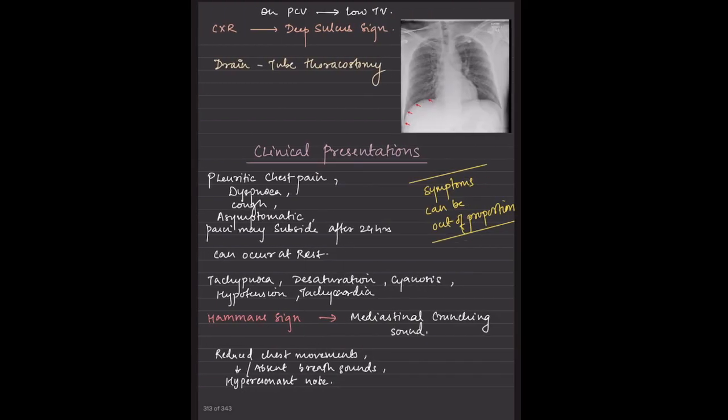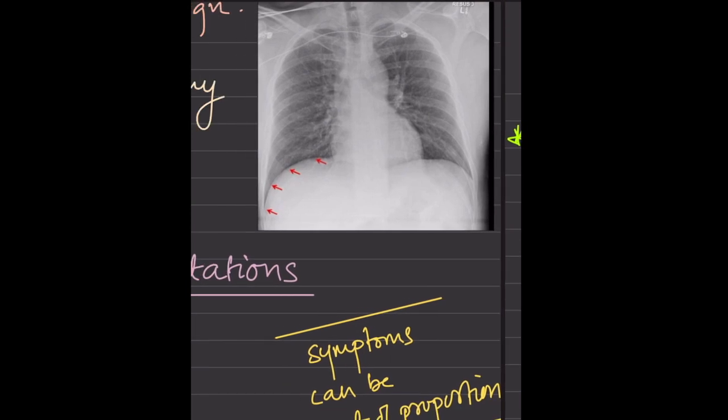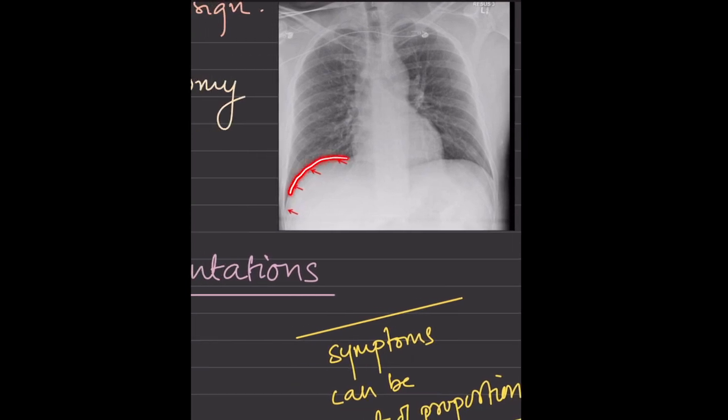So this is a chest X-ray. This is one of the signs, the deep sulcus sign, which is one of the diagnostic signs. Now if you see the picture like this, it is a normal X-ray with certain bronchovascular markings, but you have to notice there is a deep sulcus sign which is present.